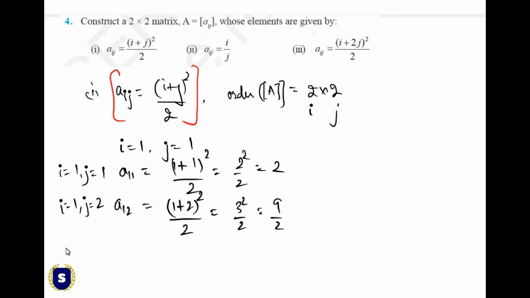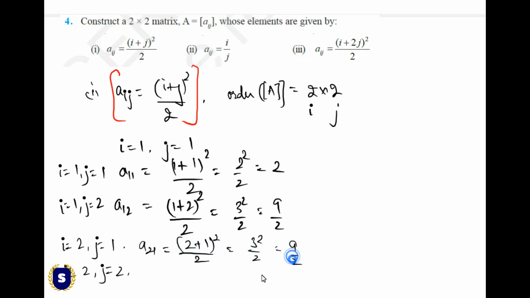Okay. Now we will increase the value of i. i is equal to 2, j is equal to 1, then i is equal to 2 and j is equal to 2. For this A21, we will get (2 plus 1) whole square by 2, that is 3 square by 2, that is 9 by 2. Then A22 will become (2 plus 2) whole square upon 2, that is 4 square by 2, comes out to be 8.